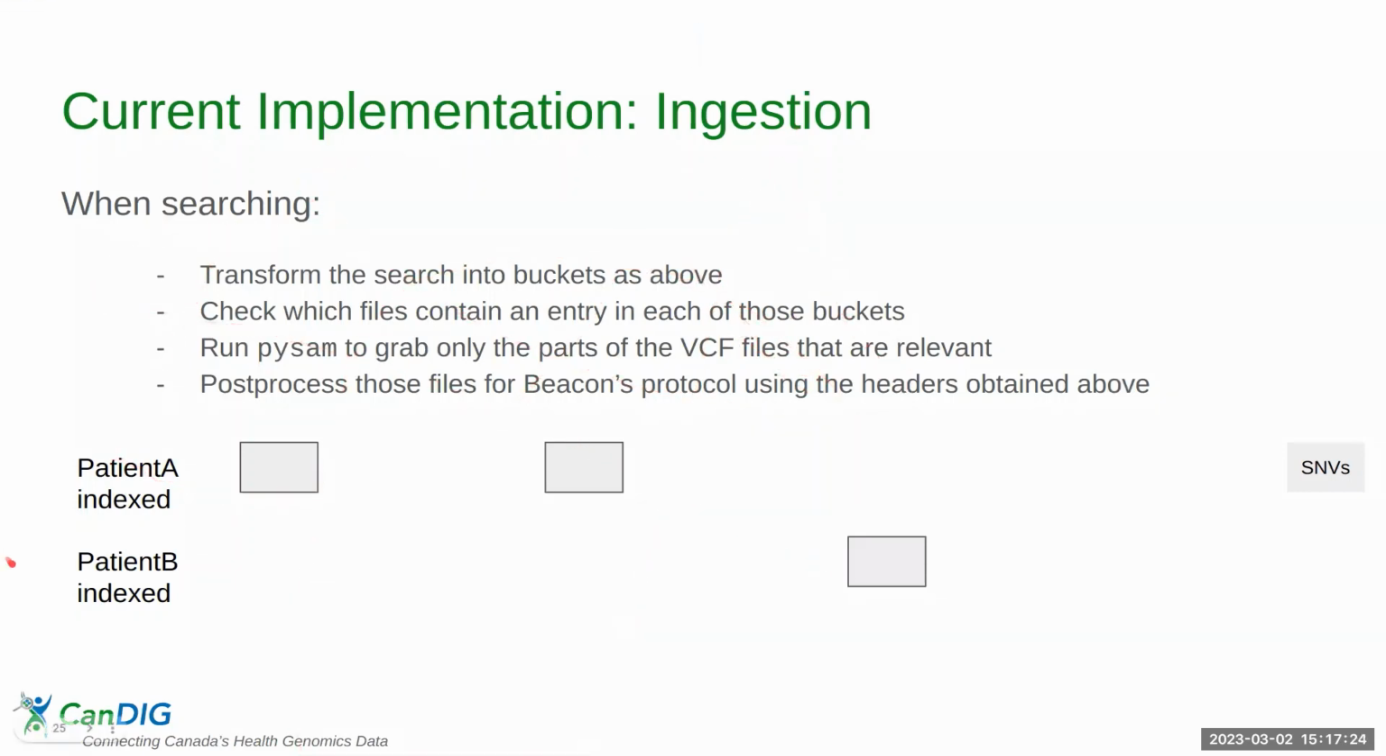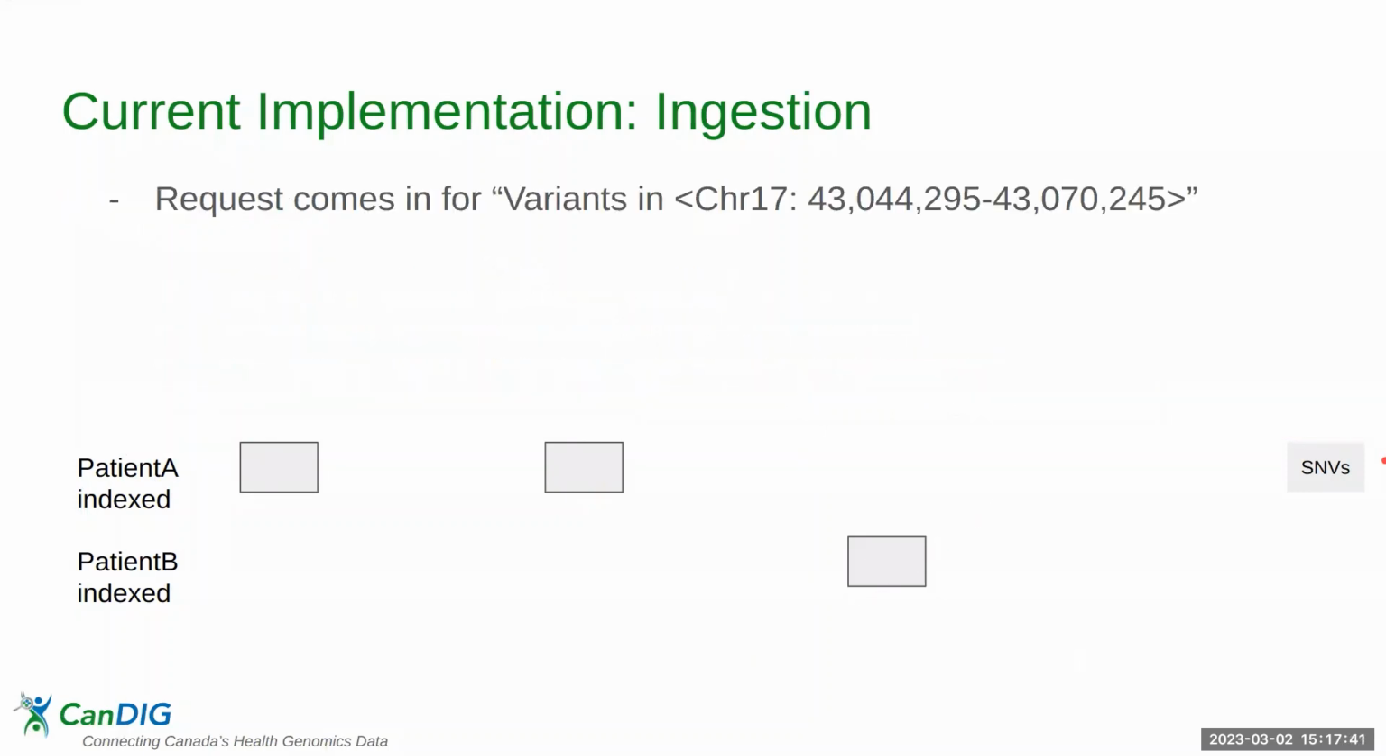So speaking of queries, when you're doing a discovery query, you transform the search into buckets, just as we previously saw. We check which files contain an entry in each of these buckets. We run PySam on the original VCF files, grab only the parts that are relevant, and then we process these files using the headers that we previously mapped to VCF files to obtain information.